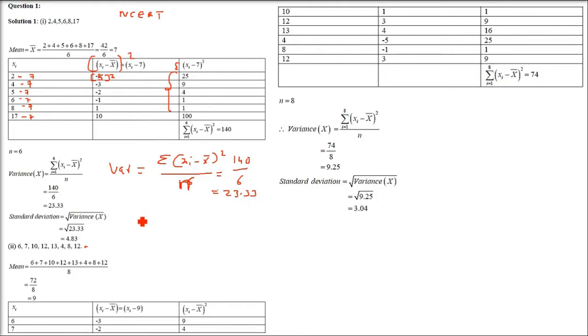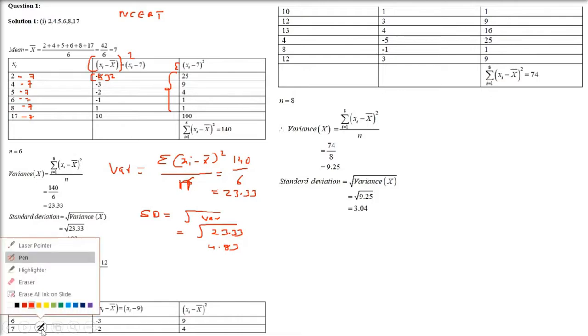Mean and variance we have got. Now standard deviation. What is standard deviation? It is the square root of variance. So the square root of 23.33 is 4.83. Okay, so this is the first one.